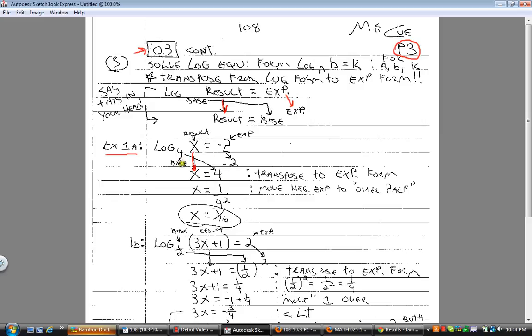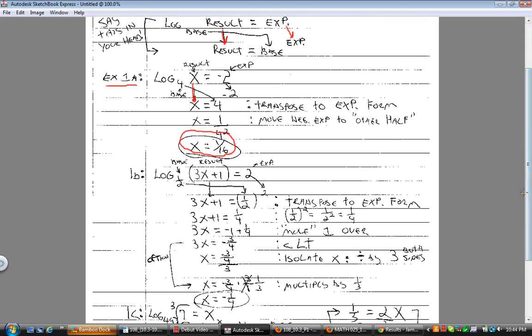I say x equals, the result equals the base, which is 4 raised to the -2. Okay, now you've got something to work with, because we don't care for negative exponents. We drop it down into the denominator, it's 1 over 4 squared, and bang, you're in there with x equals 1/16. Okay, that one's not too bad. Look at example 1b. It's log base 1/2 result of the quantity 3x plus 1, notice those big parentheses, equals exponent 2.